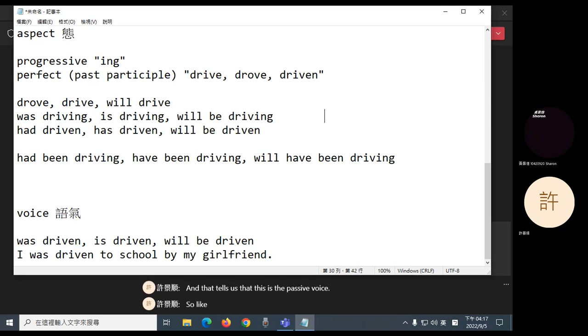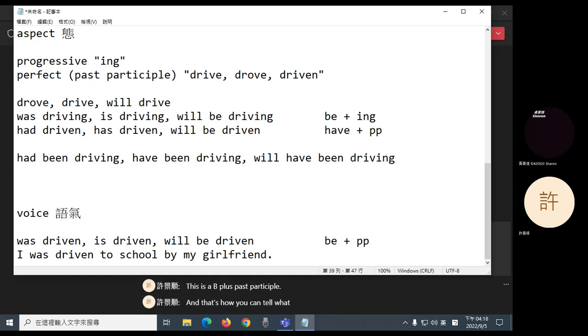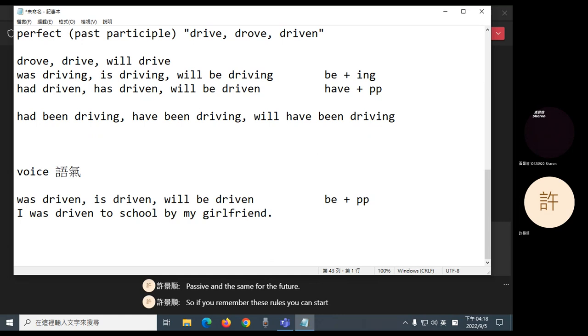So, like, this is be plus present participle. This is have plus past participle. This is be plus past participle. And that's how you can tell what kind of sentence this is. Right? Was driven, was is the past. Be plus past participle means passive. Is driven, is the present. Be plus past participle is passive. And the same for the future. So if you remember these rules, you can start to come up with some very entertaining sentences.